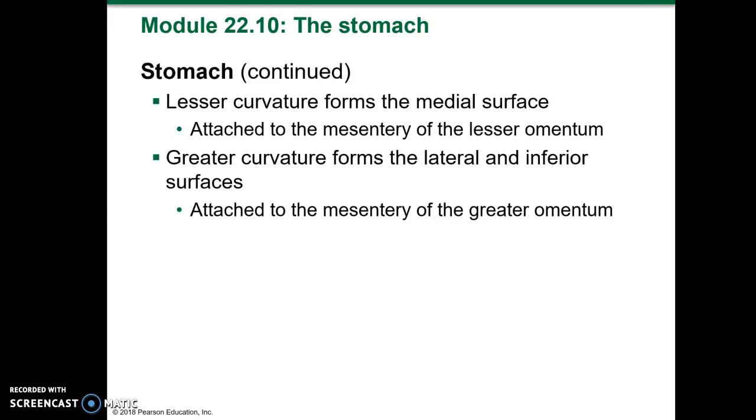The lesser curvature forms the medial surface that's attached to the mesentery of the lesser omentum. The greater curvature forms the lateral and inferior surfaces that's attached to the mesentery of the greater omentum.